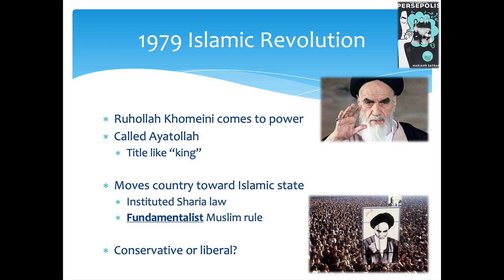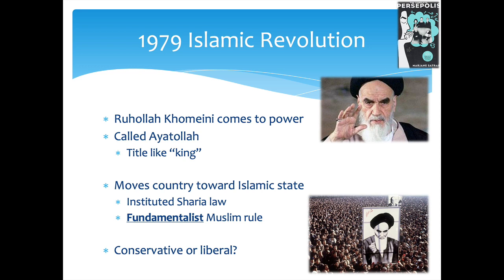And so in essence, a guy by the name of Ruhollah Khomeini comes to power, and he's called the Ayatollah, which again is like a king, like a religious leader who is in charge of everything. And he comes to power with this Islamic Revolution and pushes the country more towards an Islamic state, instituting Sharia law, which is taking the Quran and its teachings literally. This idea of fundamentalist Muslim rule.